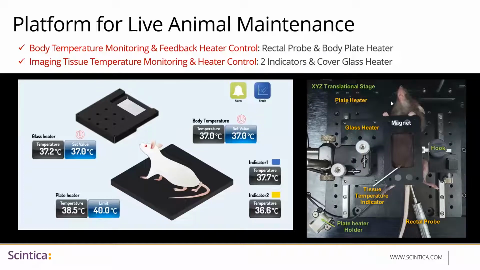As I mentioned briefly before, the animal maintenance platforms that this instrument comes with have a plate heater that can maintain body temperature. It is connected to a rectal probe, which sends feedback to the system, and the temperature is automatically adjusted. If you need to move an organ slightly out of the body for imaging, then there is a tissue temperature heater with an integrated glass cover slip that comes in contact with the tissue and plays the same role as the rectal probe. It sends signals and automatically controls and maintains the temperature.